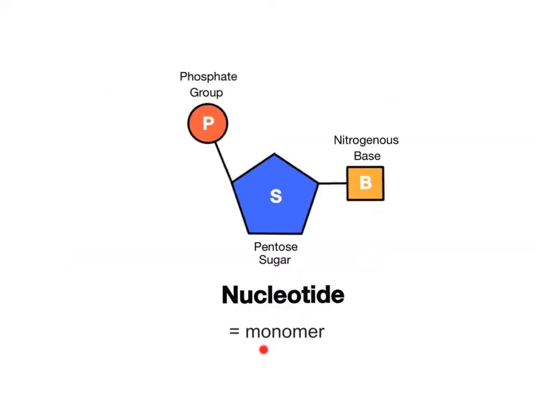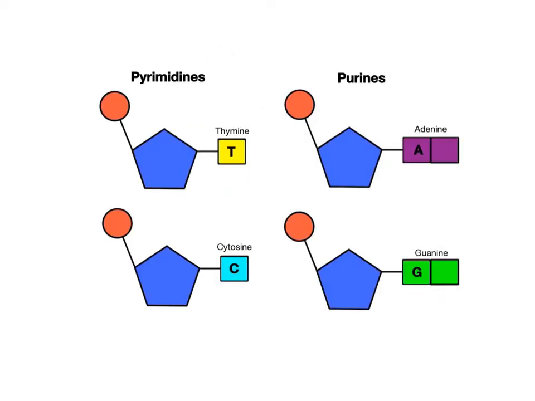The building blocks, or monomers, of nucleic acids are called nucleotides. Each nucleotide is made up of three parts: a nitrogenous, or nitrogen-containing base, a pentose, or 5-carbon sugar, and a phosphate group. There are four different bases in DNA: adenine, symbolized by the capital letter A, thymine, T, cytosine, C, and guanine, G. Each nucleotide contains one of these four bases.